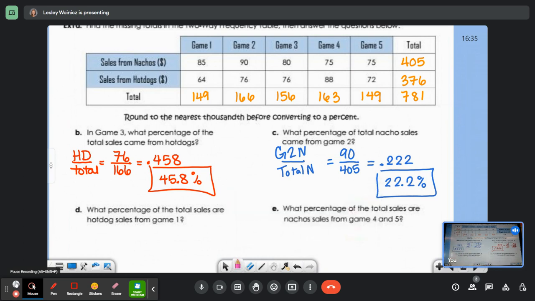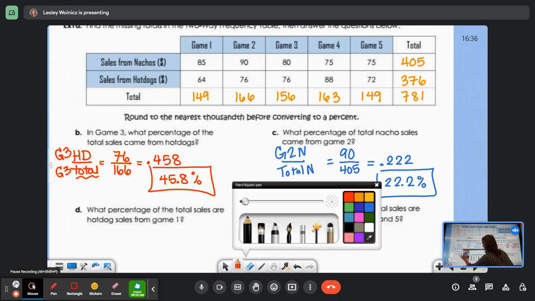Okay, so this is saying what percentage of the total sales. I should have written over here, guys, that this total was the total from game 3. So this was the game 3 total, and this was game 3 hot dogs. Sorry that I didn't write that, but that's what that was.